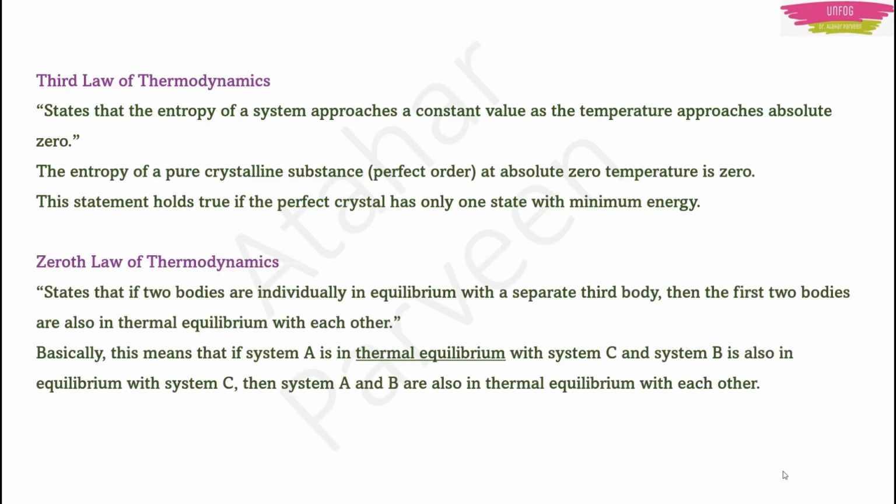Now let's talk about the zeroth law of thermodynamics. As I told you earlier also, it states that if two bodies are individually in equilibrium with a separate third body, then those two bodies are also in thermal equilibrium with each other. Basically, this means that if system A is in thermal equilibrium with system C and system B is also in thermal equilibrium with system C, then A and B are also in thermal equilibrium with each other. This is your zeroth law of thermodynamics.